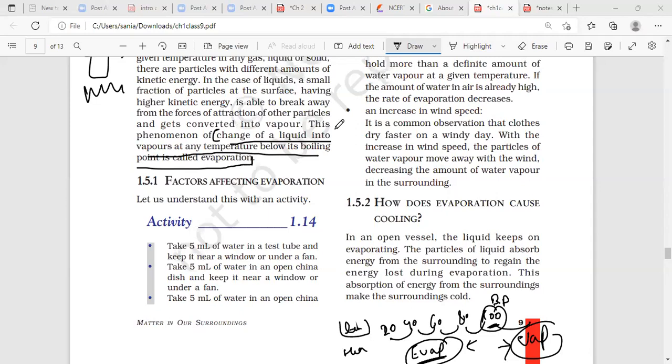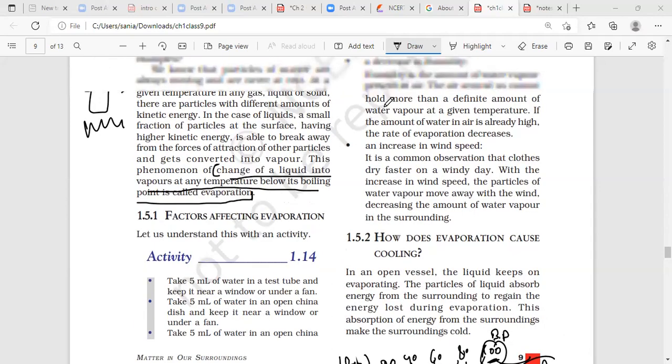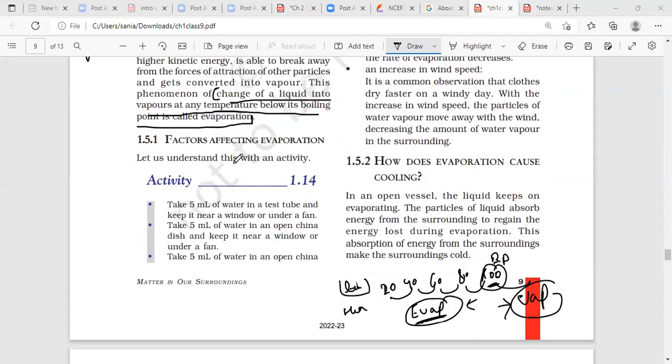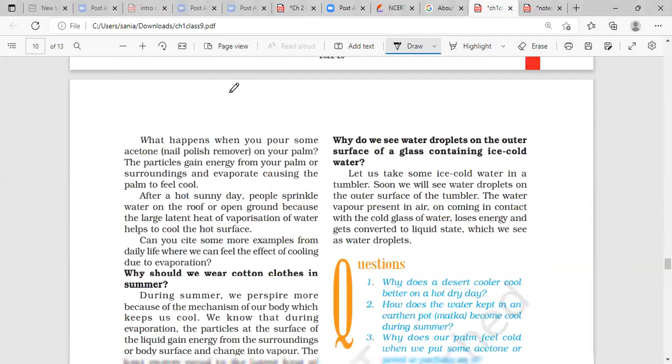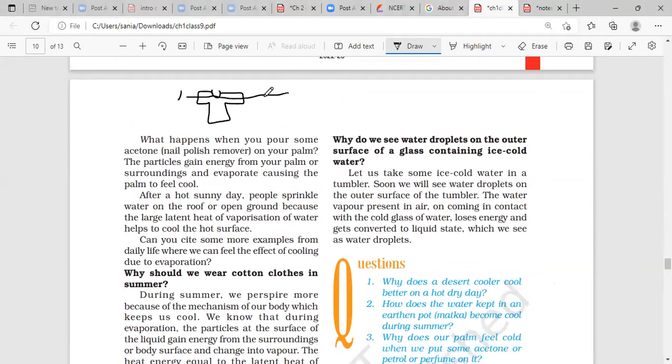Now we'll do the most important topic, which is the rate of evaporation. First thing is the factors affecting evaporation. So, for example, these are the wet clothes on your terrace. If you are going to dry them up, of course, evaporation will be taking place, only then they will dry up, right?